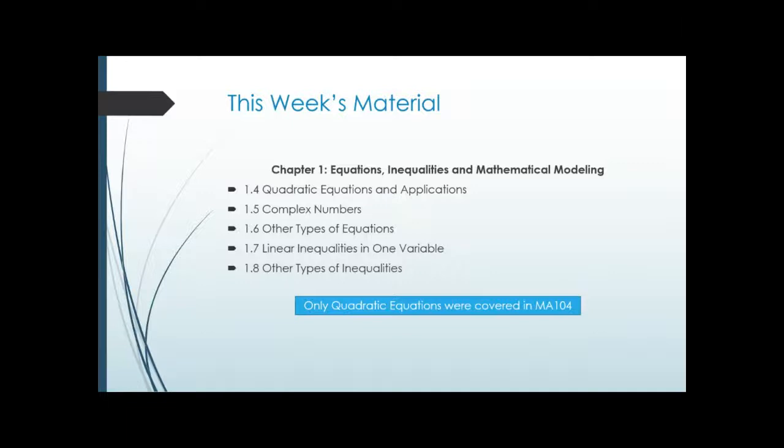1.7 is linear inequalities. That's where you're looking for things that are greater than or less than, which is more relevant to the real-world things than just equal to. In business, a lot of times you're looking for when is my profit going to be larger than my cost, that sort of thing. And 1.8 is other types of inequalities, so that is polynomial inequalities and rational inequalities. And that kind of stuff pops up again when you get to calculus. So if you have to go on to calculus, this stuff will show up again.